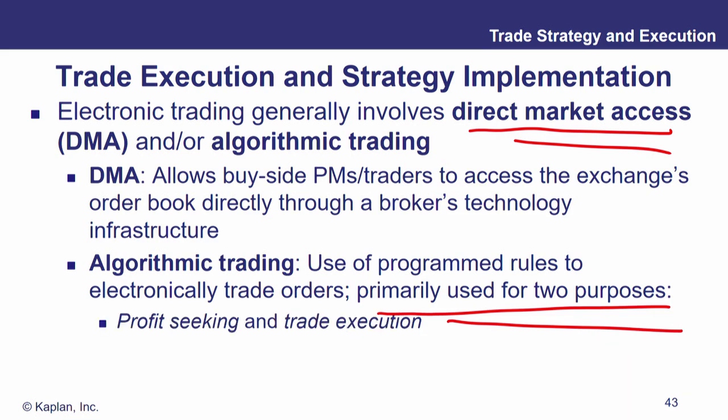What is it used for? Profit seeking and trade execution. Those are the two primary uses of algorithmic trading. And again, we're going to go through a lot of different types of algorithmic trade strategies. But just remember, ultimately they're looking for profit, or they're trying to figure out some way to best execute this trade.